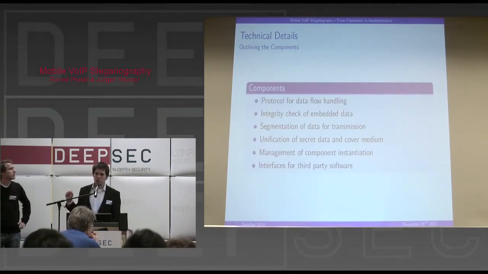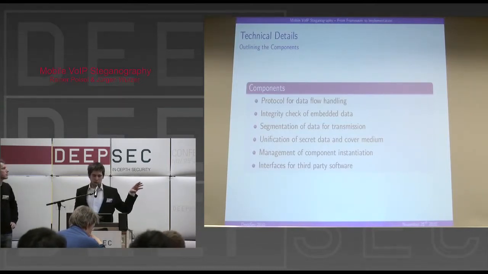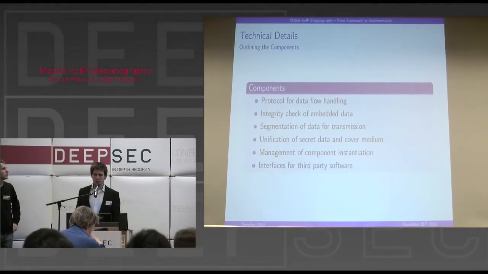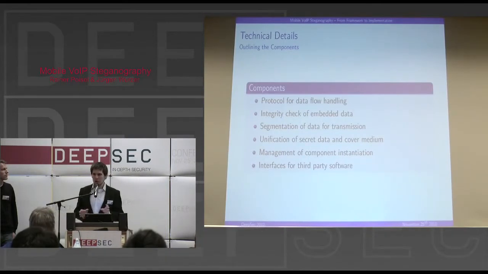You also need some additional information which you append to the information which you want to transfer. So we have a protocol for the data flow handling, and in this field we also have some techniques which take care of the integrity of data as well as the segmentation of data. If we want to transfer data, we need to say, okay, this is a specific packet. Here it begins, here it ends, so that we can perform some error checking, so that we can assure that the information that we transport is correct.